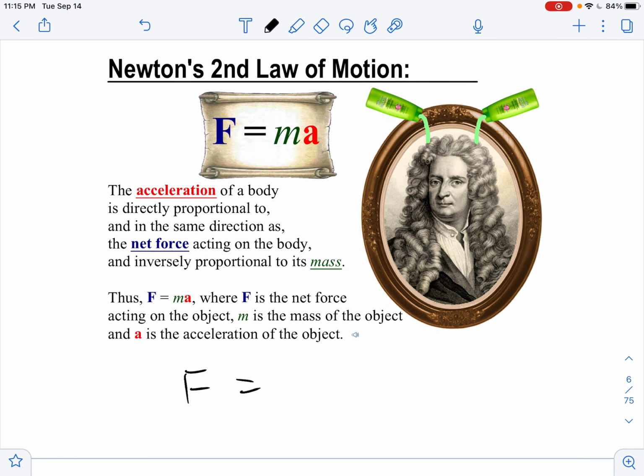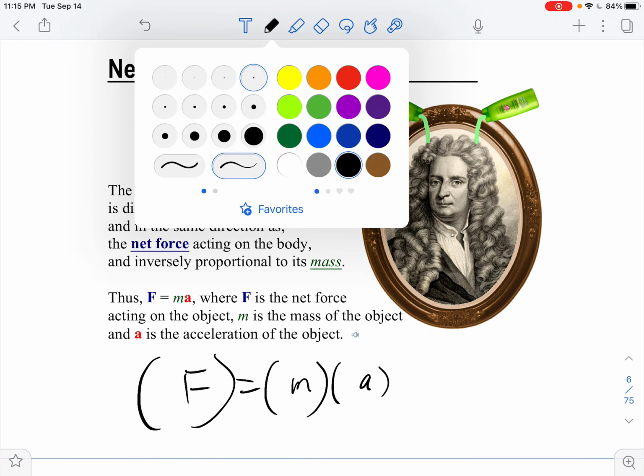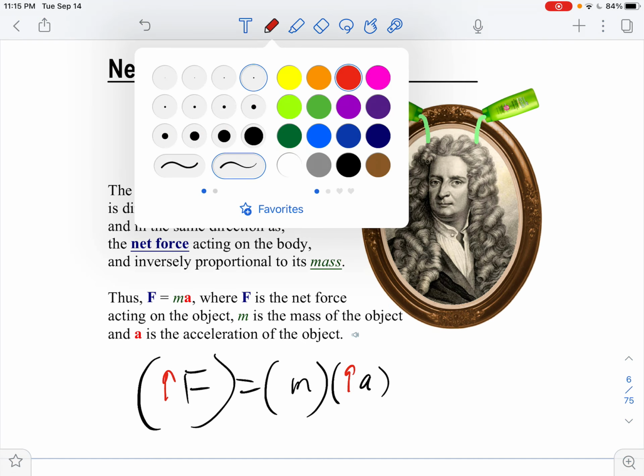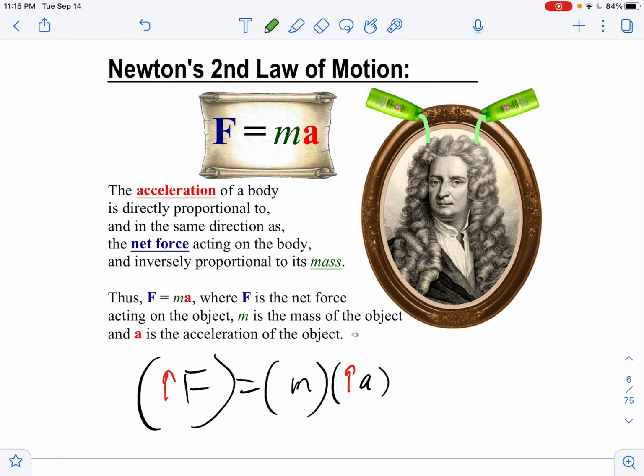If I take F equals ma, I'm just going to put some parentheses here to make this easy. If we make the force bigger acting on some object, it's going to accelerate more. That can be speeding up or slowing down or changing direction. The inverse proportionality says that if we increase the amount of mass, then for the same force, we're going to get less acceleration. And it's relative to this thing that we call the net force, which is the sum of all the forces acting on a thing.